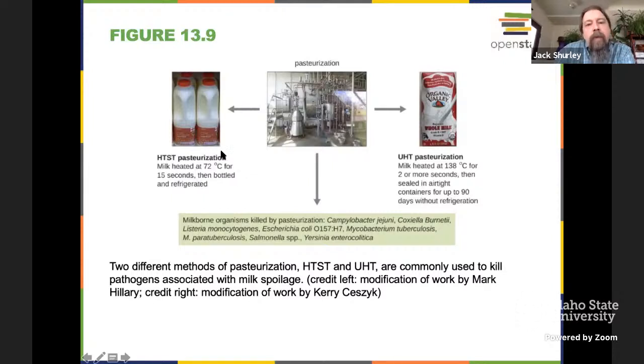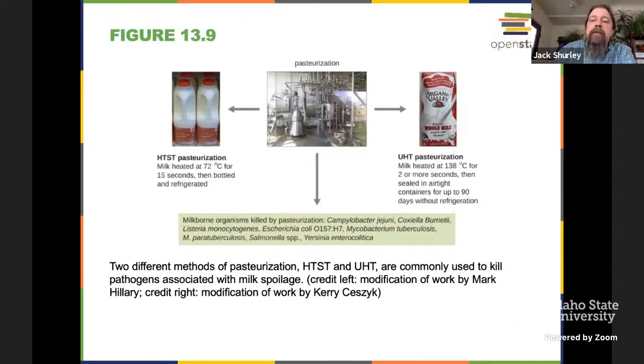So with that, we've got a couple of pasteurization processes. With this one at 72, this goes for 15 seconds. It's bottled, then refrigerated, and any of these guys are eliminated. With the ultra high temperature pasteurization, we bring it up to 138 degrees Celsius, so above typical autoclave temperatures.